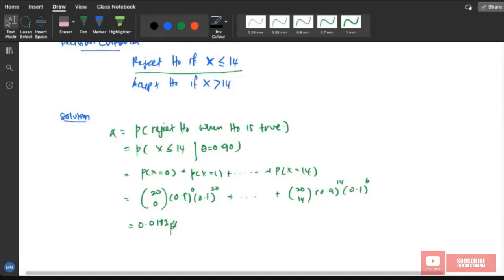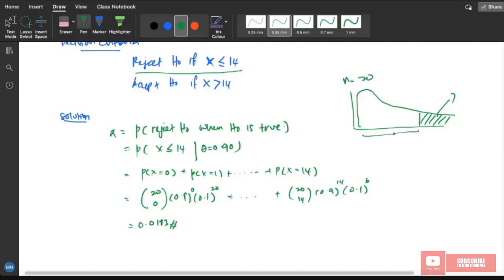If you are using a table, we know that our n is equal to 20, right? In our statistical table, it gives us the value on the right hand side. So when we have 20 trials, this is when the probability of rejecting the null hypothesis is until 14. So the balance is only 6, right? So using the table, we will use probability of x more than or equal to 6, when the probability equals 0.1.